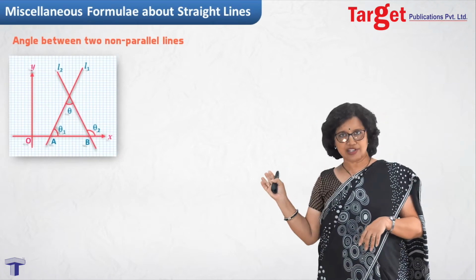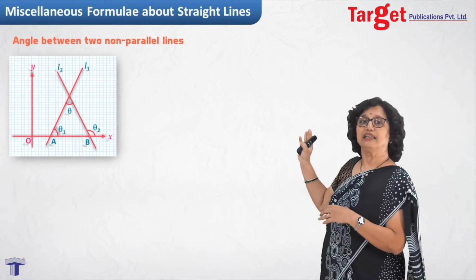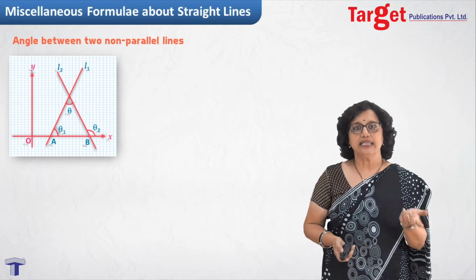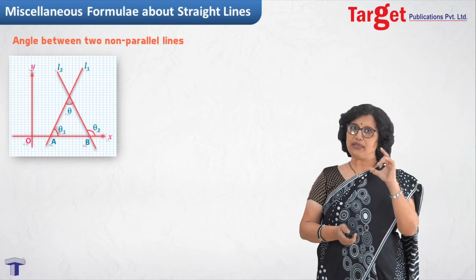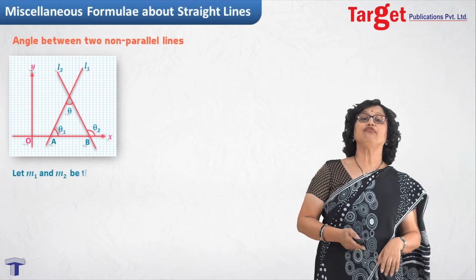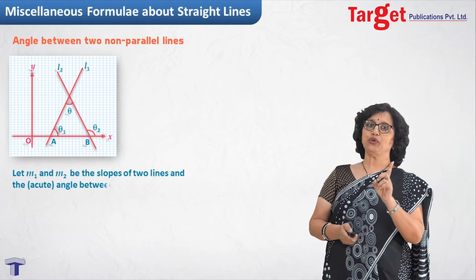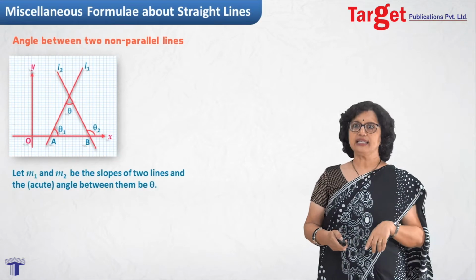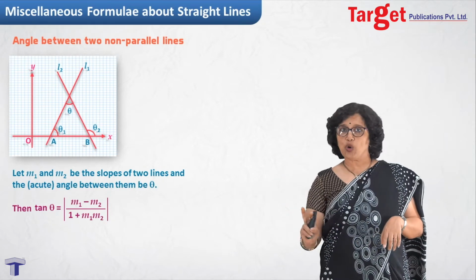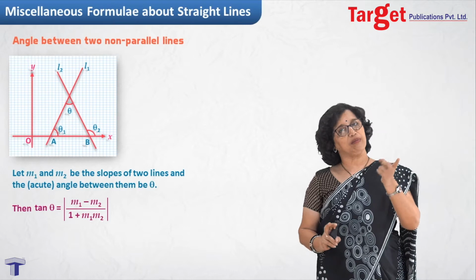One line has inclination theta 1, other line has inclination theta 2. An angle between them I am showing as theta. Then my attempt is how to get that tan theta or theta directly. And the formula is, if m1 and m2 are slopes of two given lines, then the angle between them, tan theta, is given as the absolute value of (m1 minus m2) upon (1 plus m1 m2).